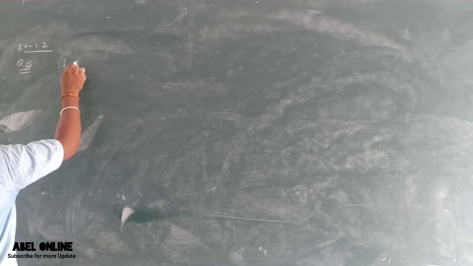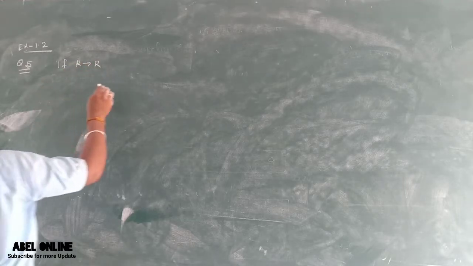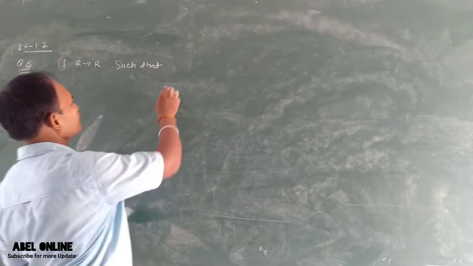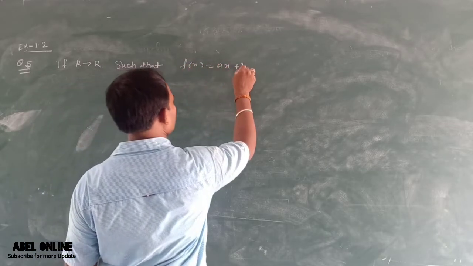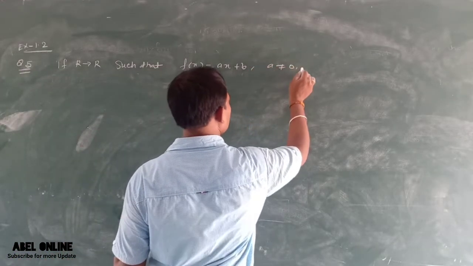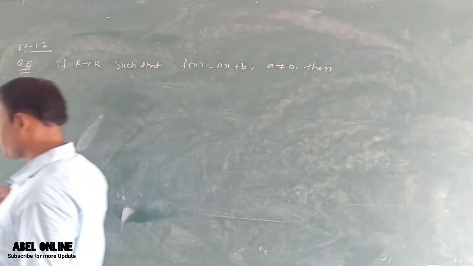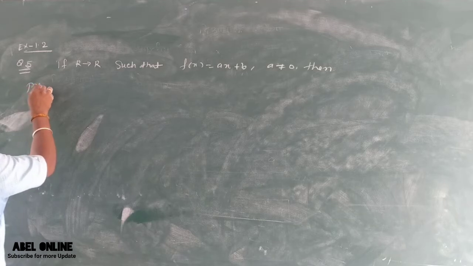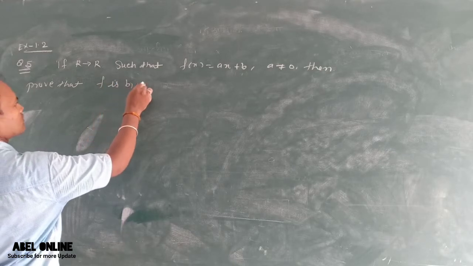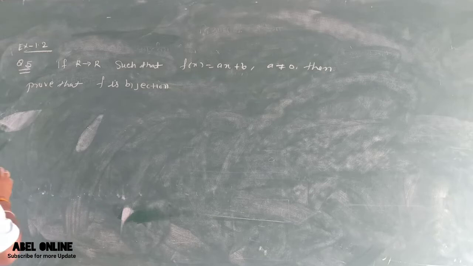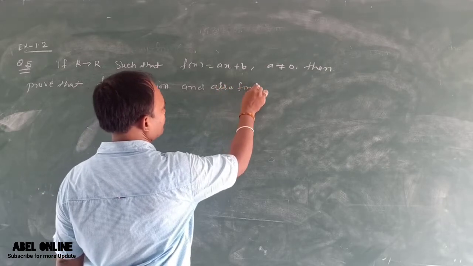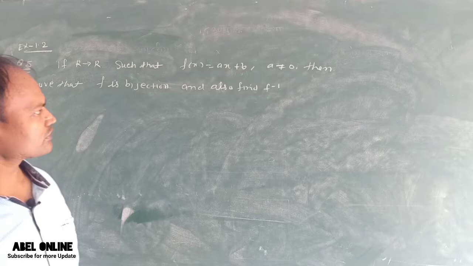If f: R to R such that f of x equal ax plus b, where a is not equal to 0, then prove that f is a bijection, and also find f inverse. Students, this is a very important question.